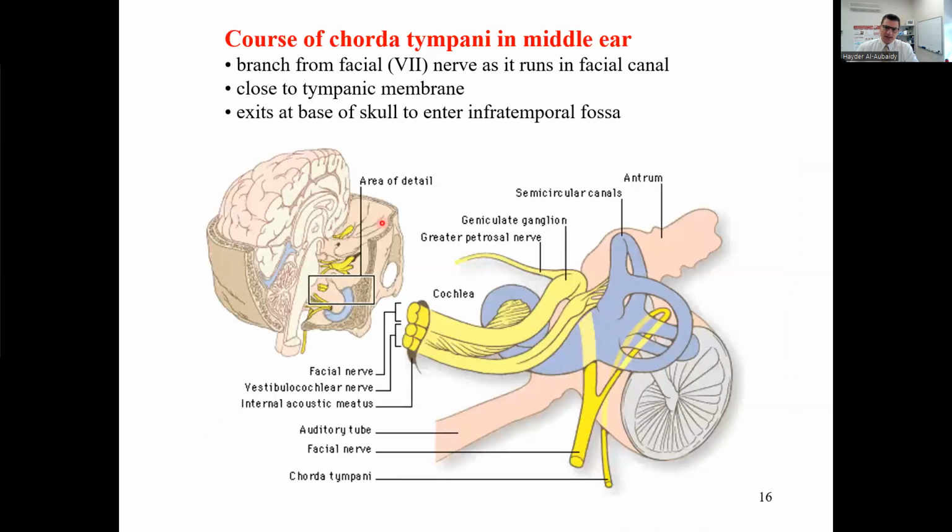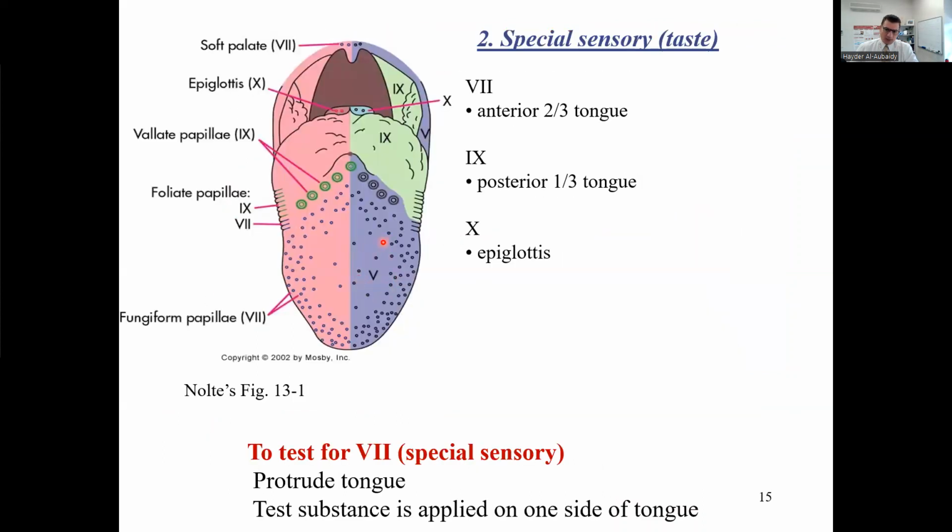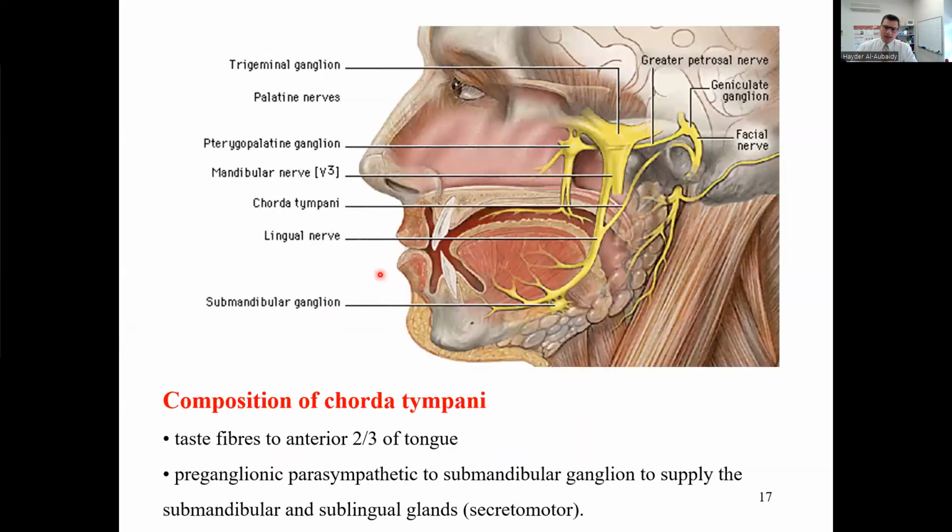We previously said, if you go back here, that the general sensation of the anterior 2/3 of the tongue is carried via the trigeminal nerve through this nerve, which is called the lingual nerve. So the chorda tympani will need to join the lingual nerve to be able to carry the taste sensation from the anterior 2/3 of the tongue. This is one of the reasons why the chorda tympani joins the lingual nerve to reach its destination, the anterior 2/3 of the tongue. So it's like two nerves combined together to reach that particular region of the tongue.